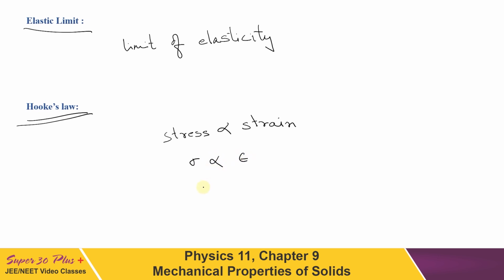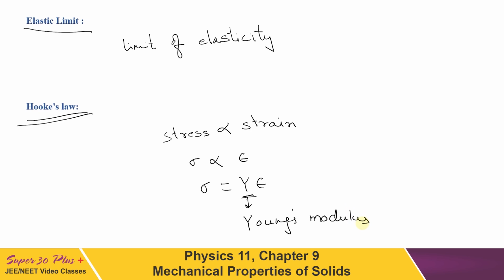What is this proportionality constant? If we write the equal to sign, there must be one proportionality constant involved, that is known as Young's modulus of elasticity, because at that time Hooke had formulated the law only for change in length, so he gave this name, modulus of elasticity, corresponding to the change in length. It is corresponding to longitudinal stress and longitudinal strain. This is known as Young's modulus of elasticity, after the name of Thomas Young who introduced this constant.